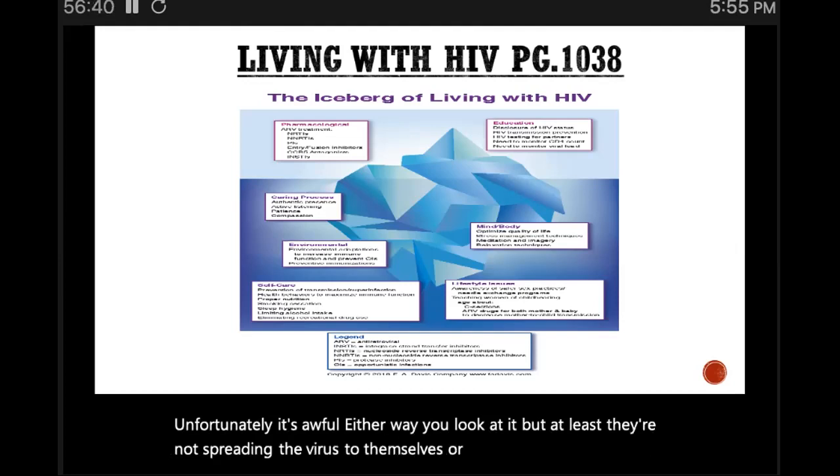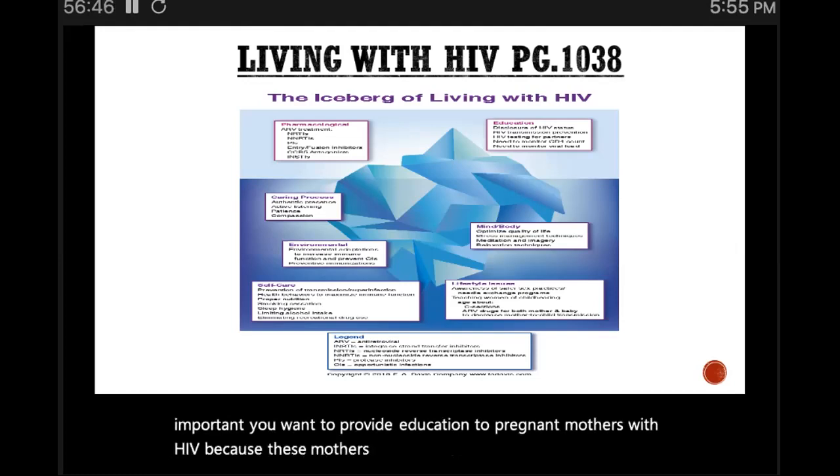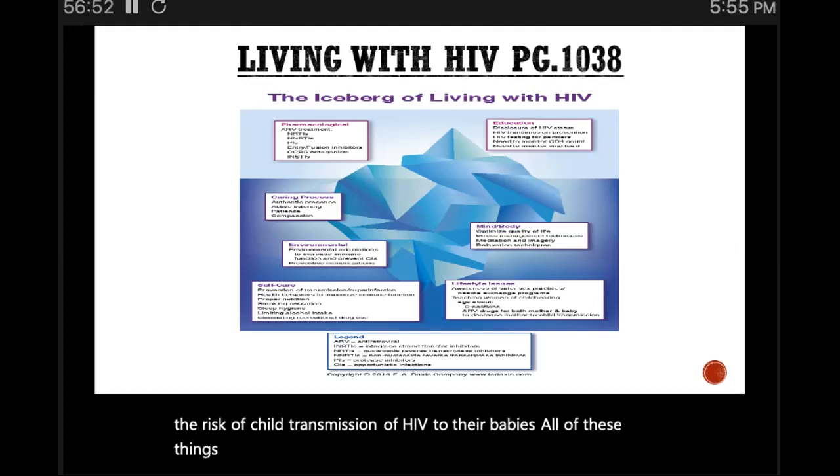others. And also very important, you want to provide education to pregnant mothers with HIV, because these mothers need to know how they can decrease the risk of child transmission of HIV to their babies. All of these things are really important to consider. Please review this iceberg of living with HIV in your textbook.